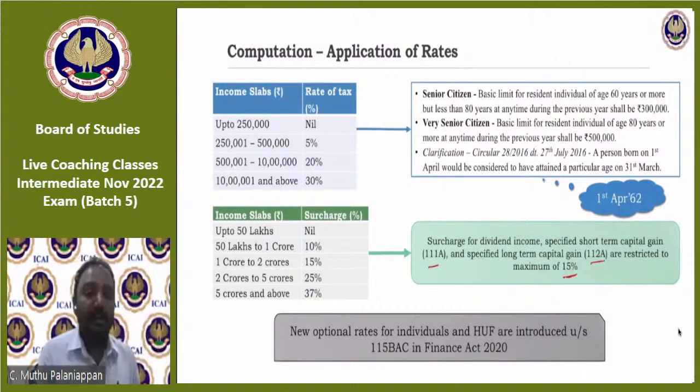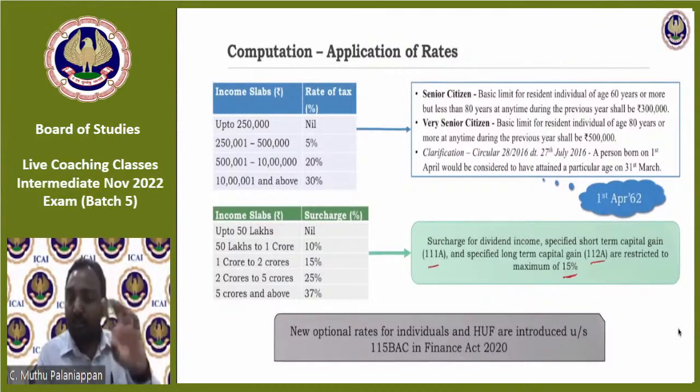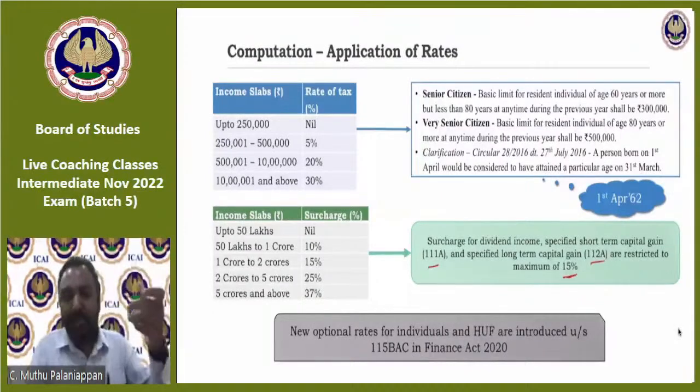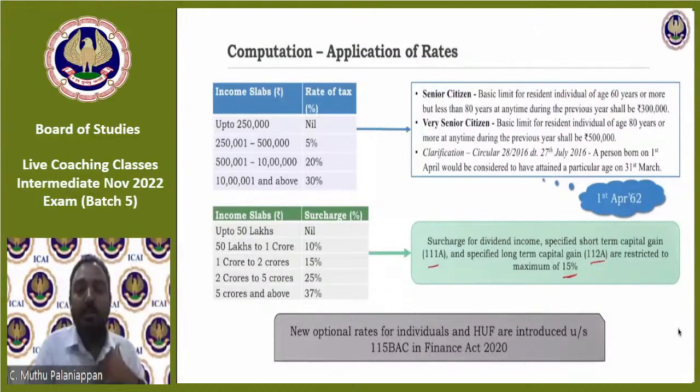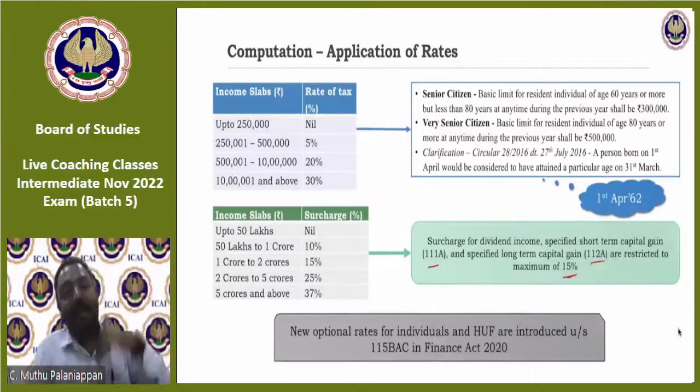And why on dividend income? If you consider this, dividend income is a distribution, correct? A distribution from a company. Now the company has already paid tax on the profits. Only then are they distributing this dividend income. So now this dividend income is again taxed in the hands of the individual. It is again taxed in the hands of the shareholder. So it's kind of double taxation. It is taxed twice for the same income.